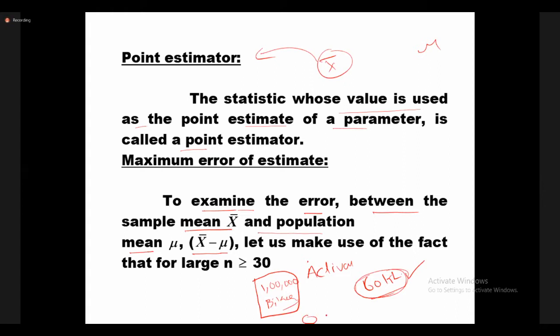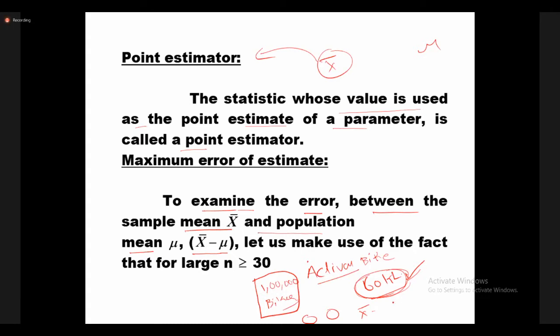They take some samples. Using that sample data, they randomly take bikes and check that the bike is giving 60 kilometers per liter. Based on the data, the company says the average mileage of the Activa is 60 kilometers per liter. They estimated this by using the random sample mean.